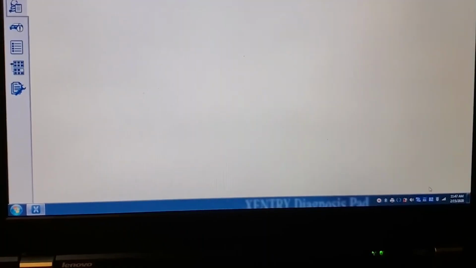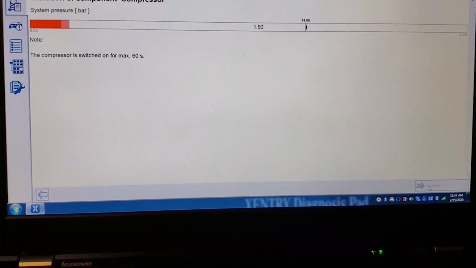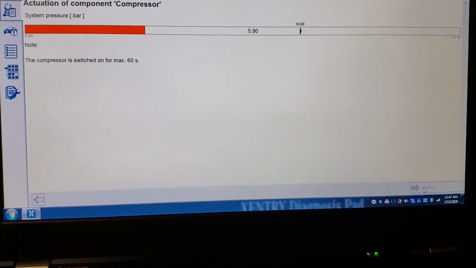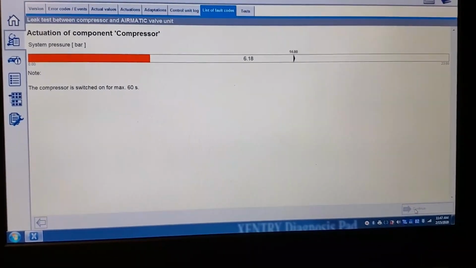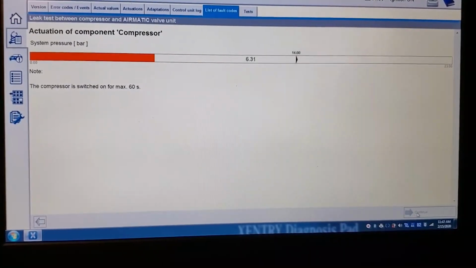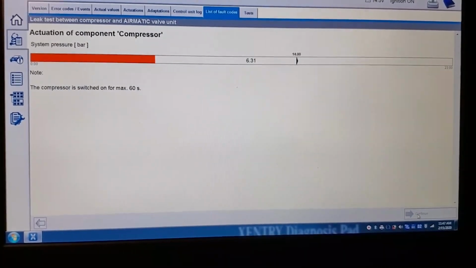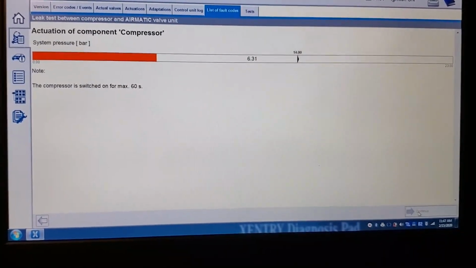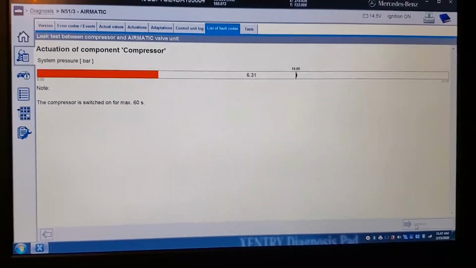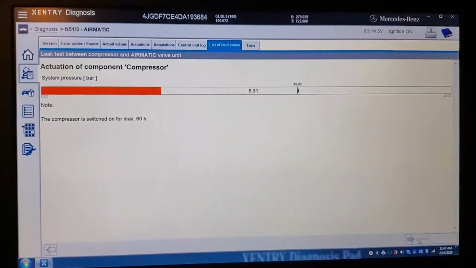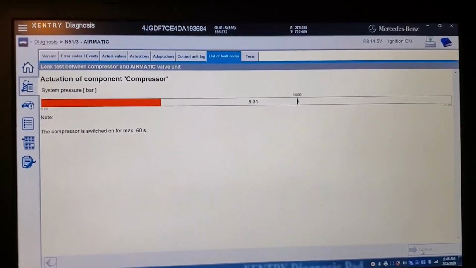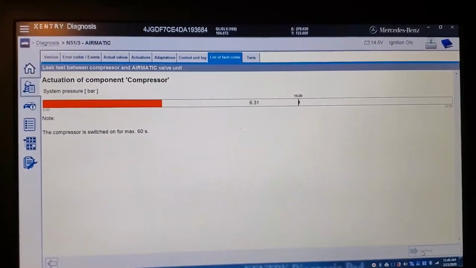Open component A9. Leak test between compressor and Airmatic valve unit. The compressor is switched on for max 60 seconds. How long is it supposed to be? How far? Actuation of compressor. It's supposed to be higher. It's supposed to be 14.